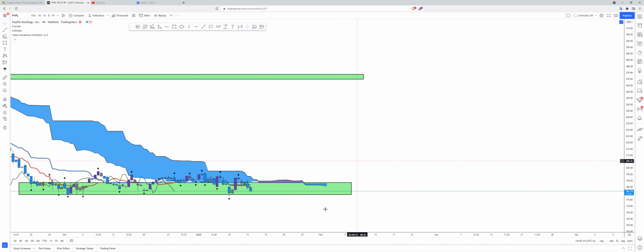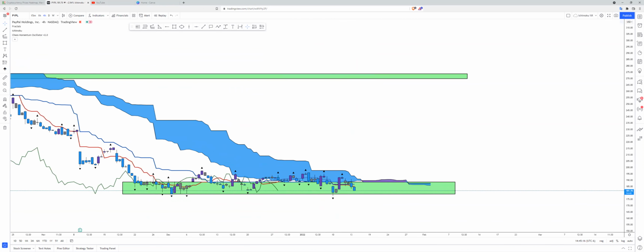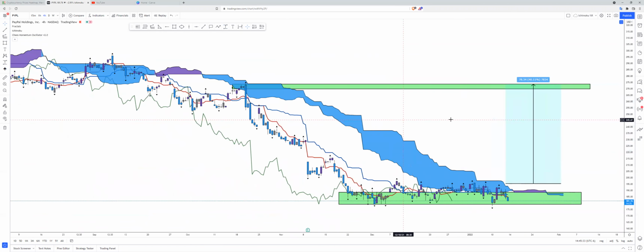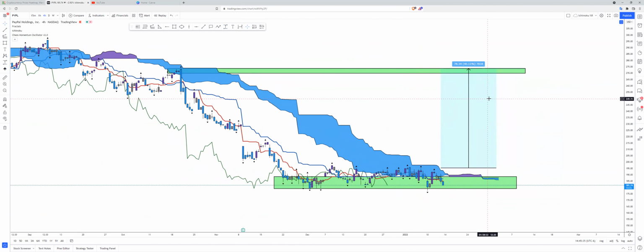So I'm saying, if you're going to take this trade on PayPal or invest in PayPal, wait till price gets above the cloud and Chikou span is above price. Then you could take it to the upside to that order block area. That's going to be a massive trade if it goes up that high. That'll be a 40% move on the stock, which is insane. So yeah, that right there is what we're looking at for PayPal.